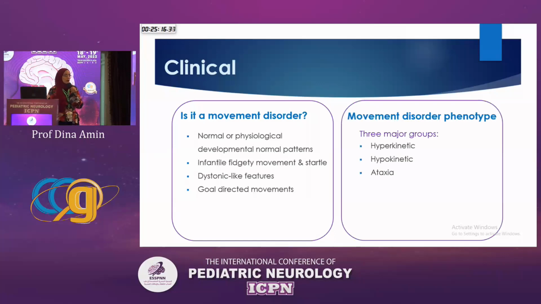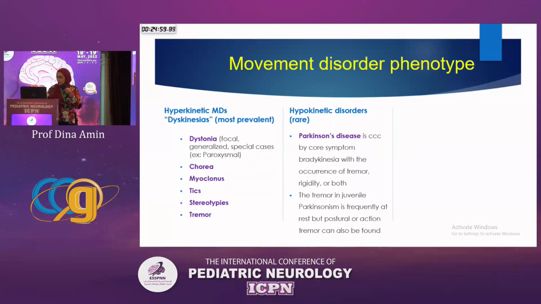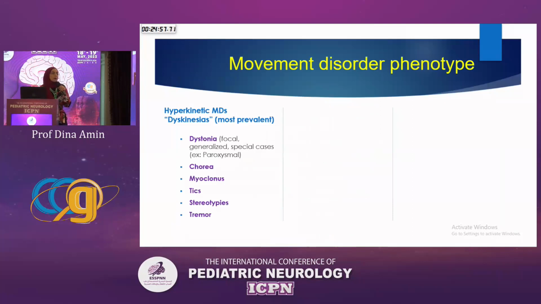The second thing, we need to be mindful of the phenotypic presentation, which has 3 major groups in order to make our life a bit easier. So we have the hyperkinetic group, we have the hypokinetic group, and we have the ataxia, which is neither hyper nor hypokinetic. So the hyperkinetic group, which is the most prevalent group among the pediatric age group, comprises dystonia, chorea, myoclonus, tics, tremors, and stereotypies.